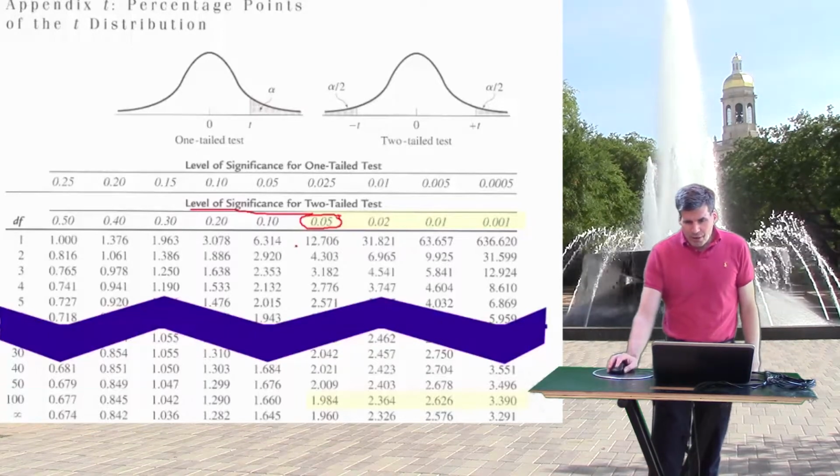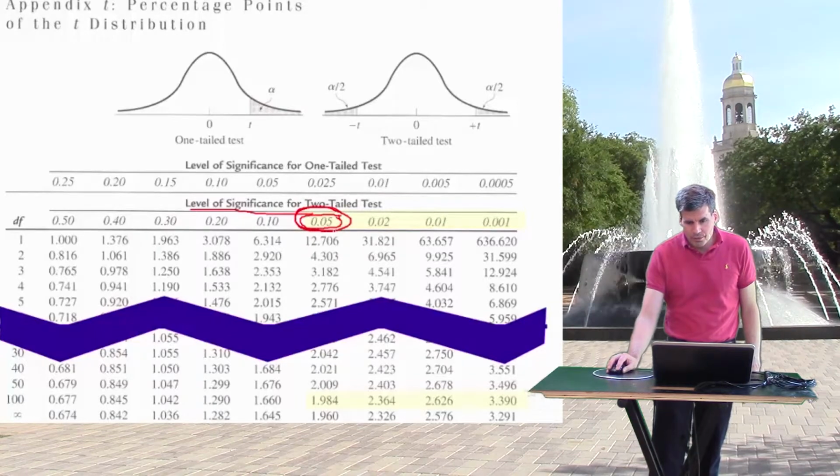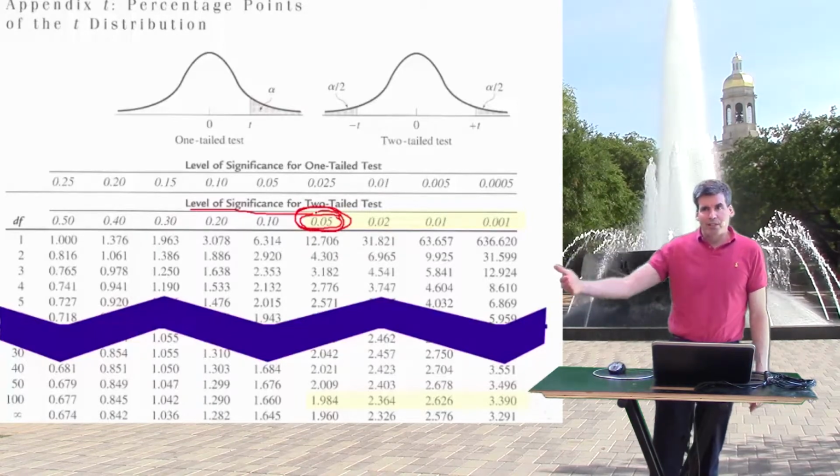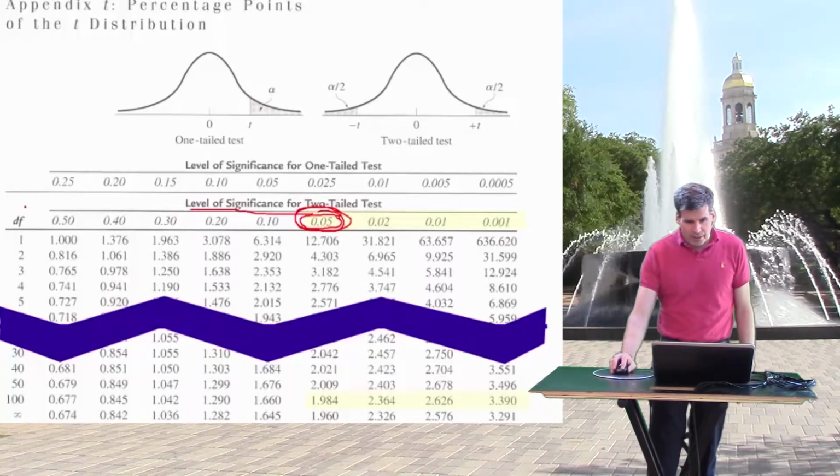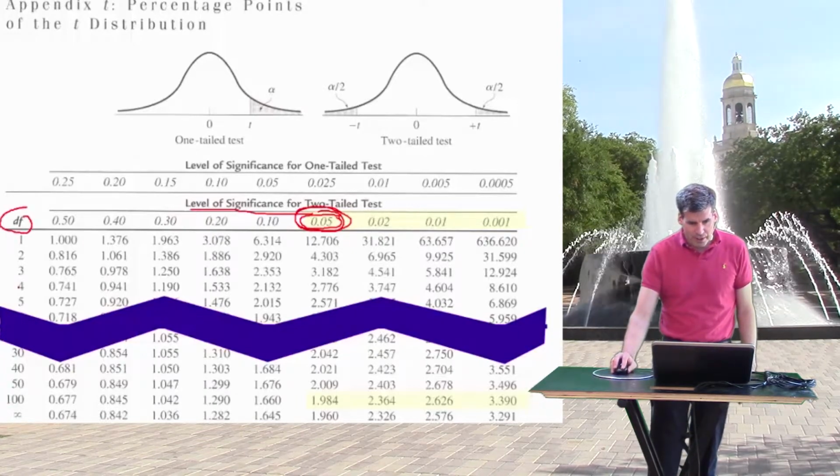So we want to figure out, look at this column for 0.05, we want to figure out what is a critical value that would allow us to say p is less than 0.05 given the degrees of freedom in our study. So our degrees of freedom options are listed in the left-hand column.